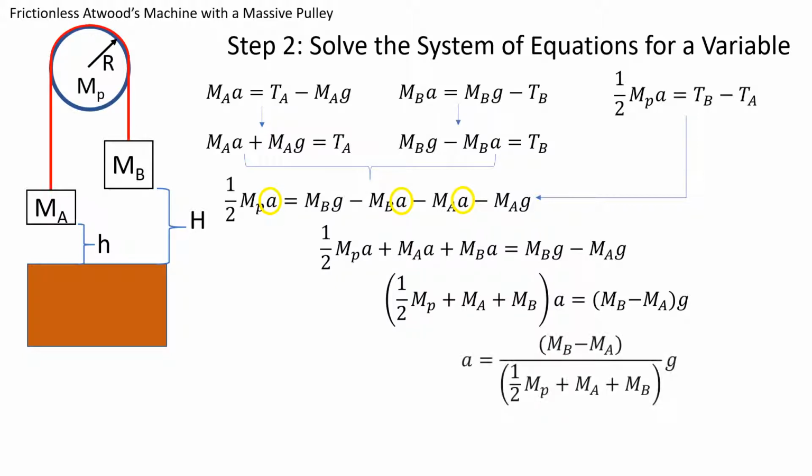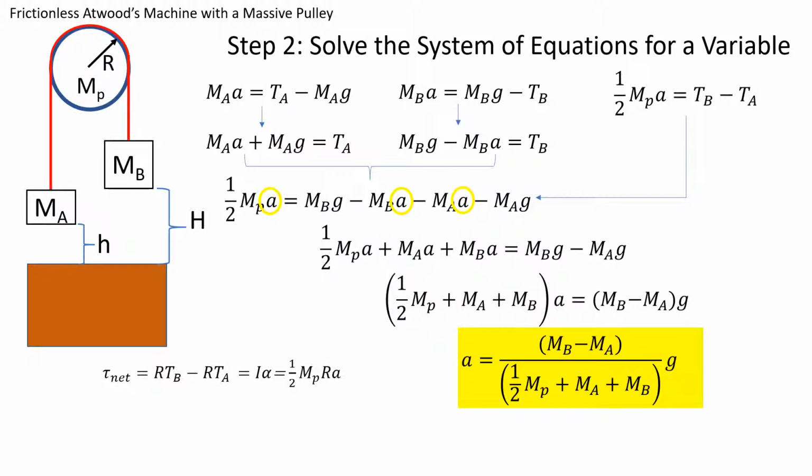And now we divide by the coefficient of a, and we get that a is equal to mb minus ma over 1/2 mp plus ma plus mb, all times g. So this is the answer to one of the parts of our problem, which asked what is the acceleration. This is it in terms of g. You'll see that the whole fraction there in front of g doesn't have any dimensions, doesn't have any units, because everything is in mass, and there's mass in the numerator and the denominator, so it'll cancel out. So we know that our dimensionality is right.